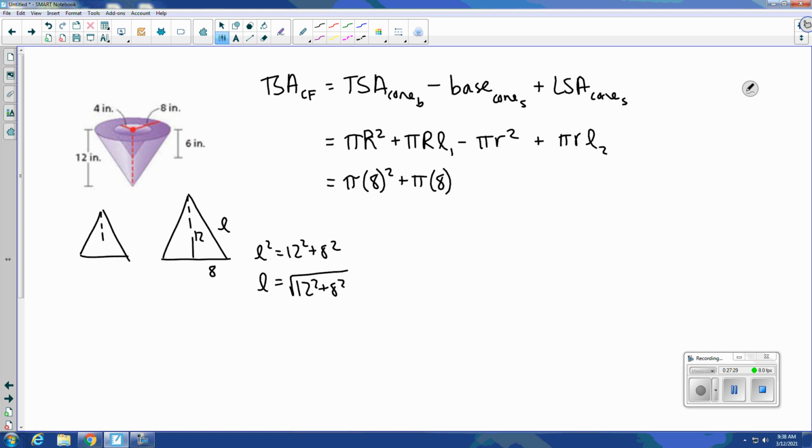So side view, we have 6, 4. So actually, whatever the slant height of the big one is, the slant height for the small one should be half of that. So L1 is 14.4, and L2 is going to be 7.2. Small radius is 4.